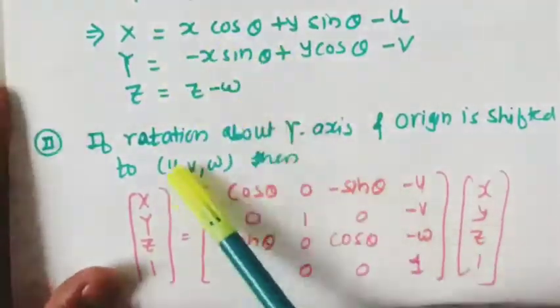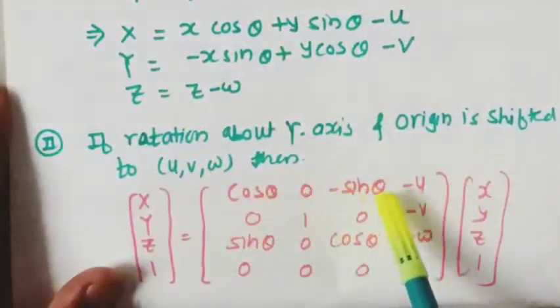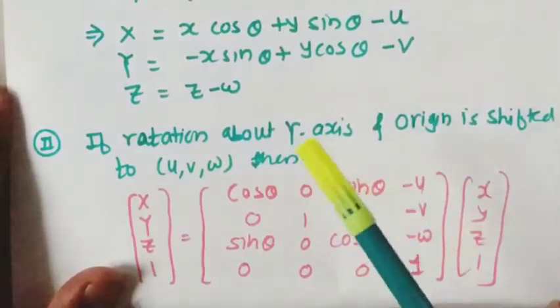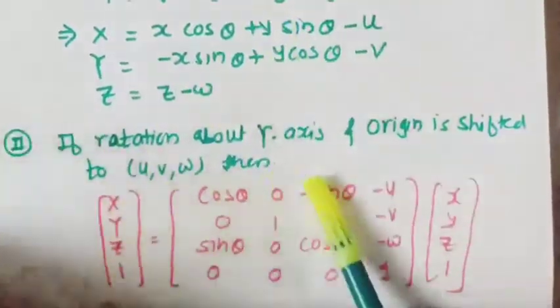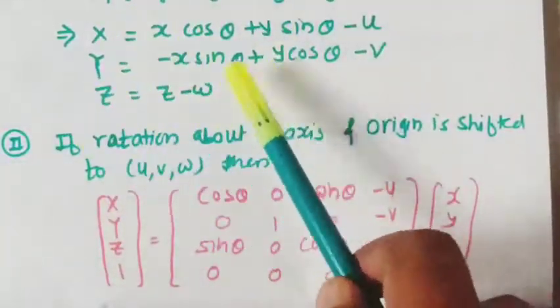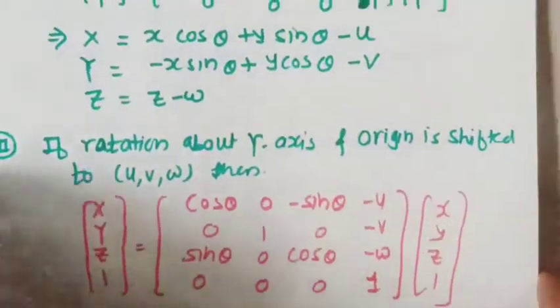Capital X equal to what? X cos theta minus z sin theta, and so on. In that way, after multiplication, you can get the three equations in this form also. Now the last case we are going to discuss, the third one.